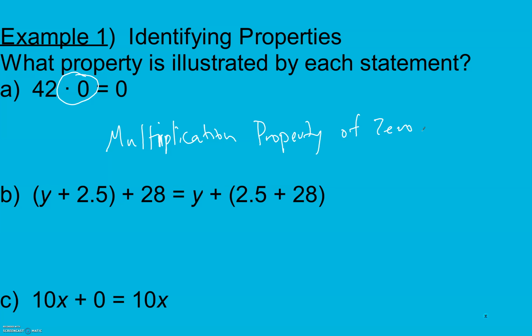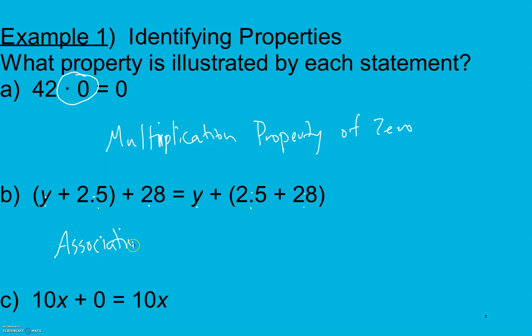In B, here, if we look, we have all the same pieces. I have a y in both, a 2.5 in both, and a 28 in both. What's changed is our grouping. In the first one, it's the y and the 2.5 together. In the second one, it's the 2.5 and the 28. So since our grouping changed, that's our associative property.